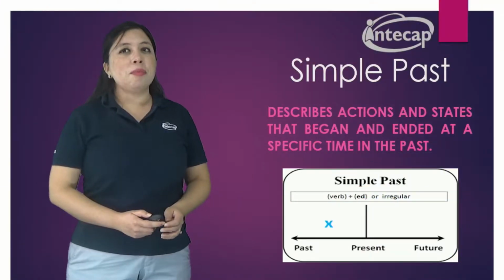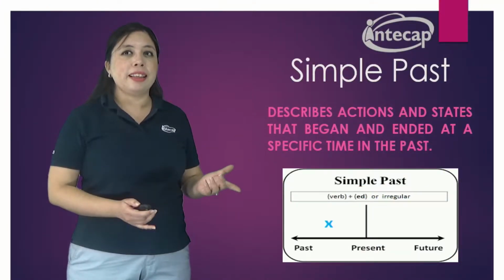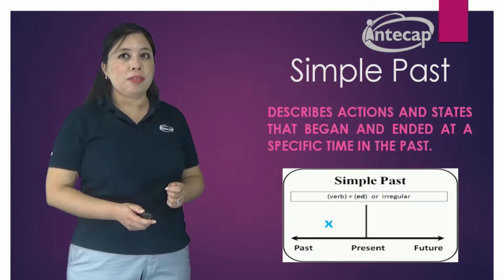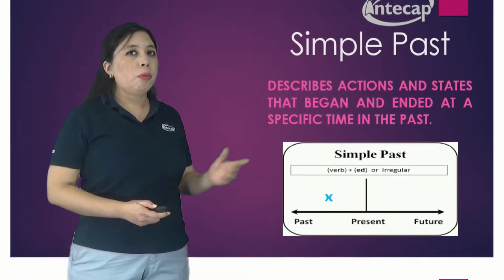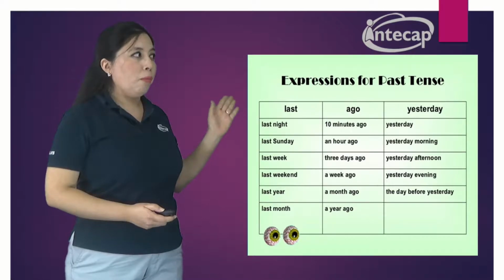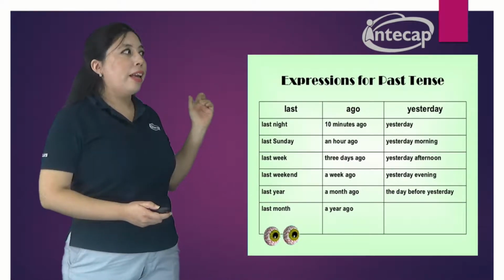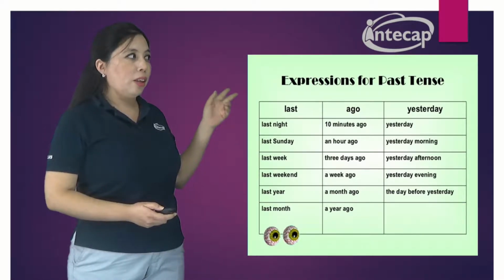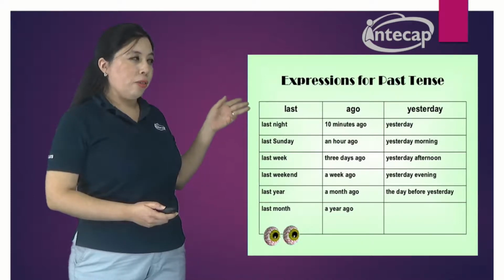Today I'm going to talk about simple past and past progressive. Let's start. Simple past. Simple past describes actions and states that began and ended at a specific time in the past. For simple past, we have expressions of past tense. The first one is last, the second is ago, and the third one is yesterday.